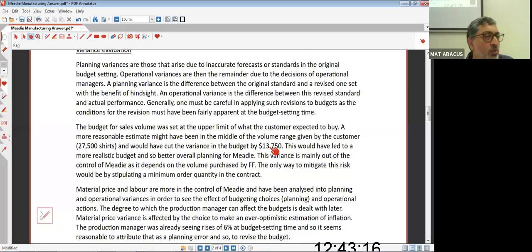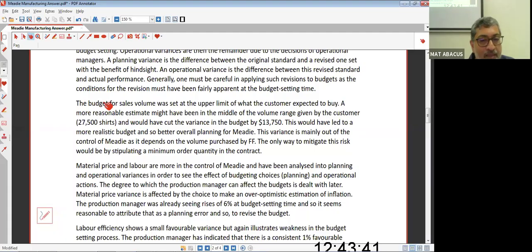You don't have to say that if you don't want to. This would have led to a more realistic budget and so better overall planning for MEDI. The variance is mainly out of the control of MEDI as it depends on the volume purchased by FF. The only way to mitigate this risk would be by stipulating a minimum order quantity in the contract. You don't have to go that far, but this is just making a comment in relation to how you would be able to minimize this variance.